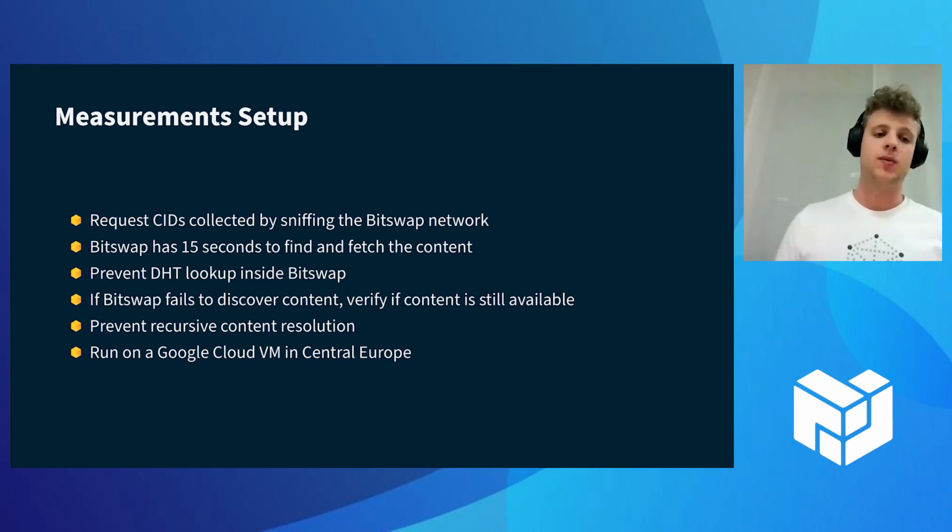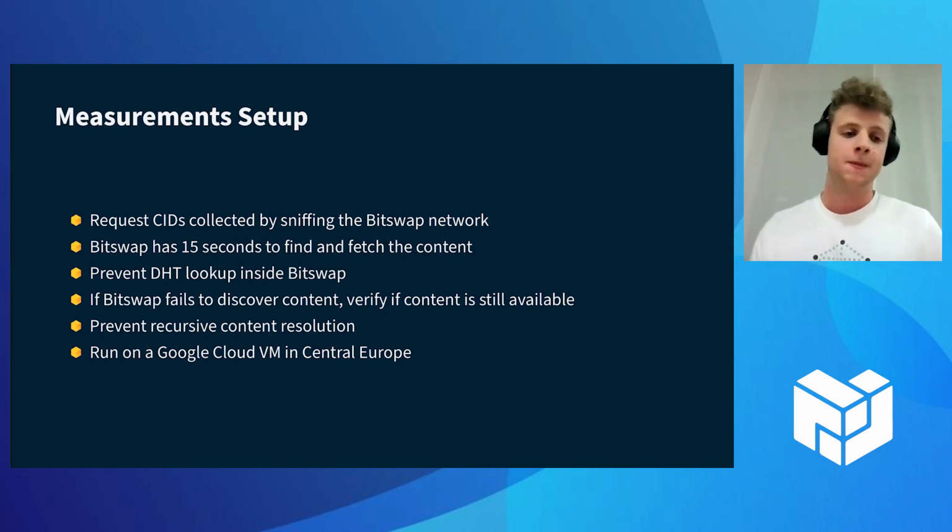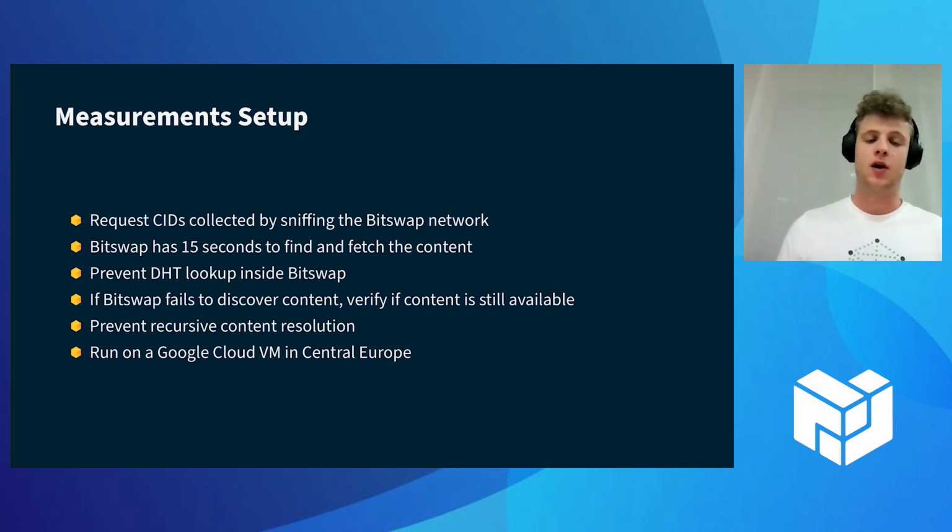In the case Bitswap doesn't find the content within 15 seconds, we will simply verify on the DHT if the content is available, or if Bitswap just couldn't find the content because it doesn't exist anymore. We also want to prevent recursive content resolution, which means that if you get the root CID, we don't want to follow up with other blocks inside this file because they're likely stored on the very same host. And we run all of the measurements in a Google Cloud VM in a data center in Central Europe. That's to explain the latencies that we will have.